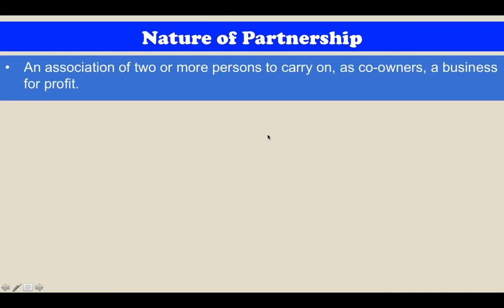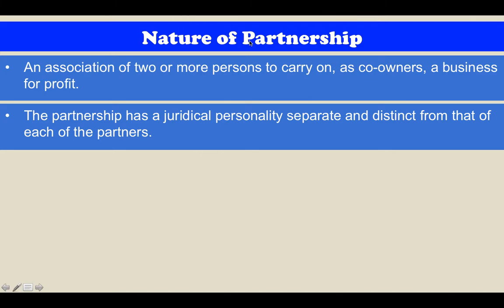And now we are going to discuss the nature of partnership. First, a partnership is an association of two or more persons to carry on as co-owners a business for profit. So partnership is a business for profit owned by two or more persons. By the way, when we speak of partnership, we are referring to the business, and when we refer to partner, we are referring to the owners of the partnership. Here, the partnership has a juridical personality separate and distinct from that of each of the partners, meaning the partnership has its own legal entity.